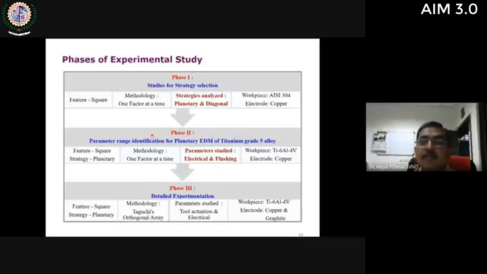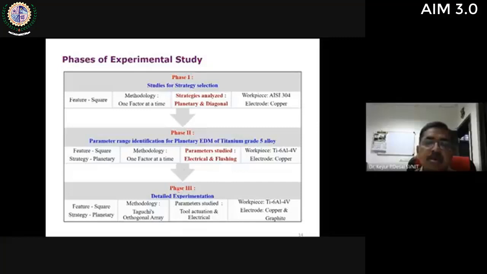In the second phase, we switched over to our target material, that is titanium alloy, with the same square cavity and planetary strategy, one factor at a time. Then parameters were also studied. Parametric investigations were carried out, wherein the electrical parameters governing the process were varied. Moreover, the flushing strategies were studied, because normally we need to flush the machined surface as it is embedded with carbon particles. If the surface is flushed properly, the fresh surface will be exposed to the tool to generate efficient sparking.